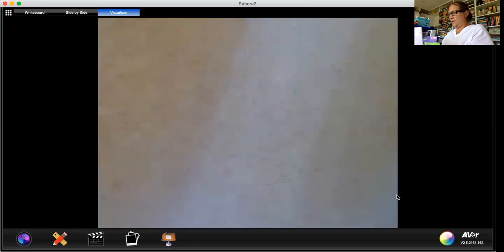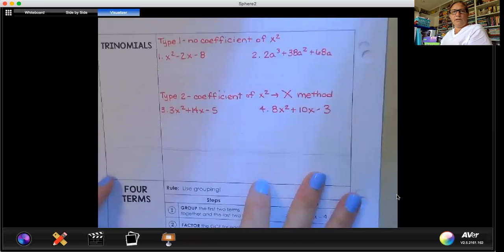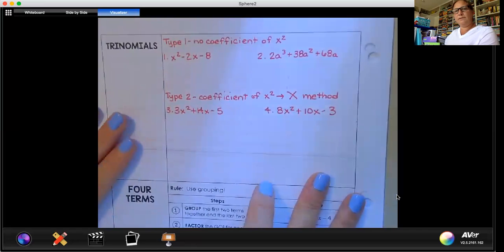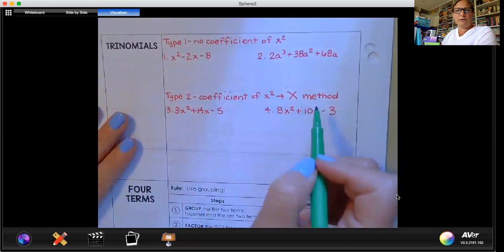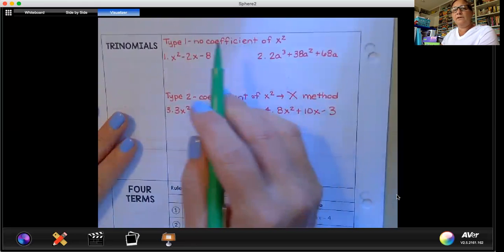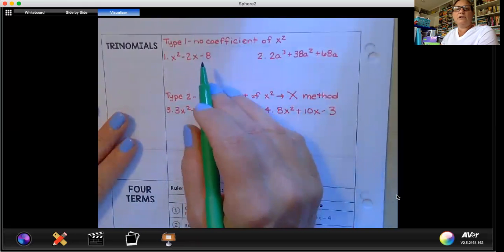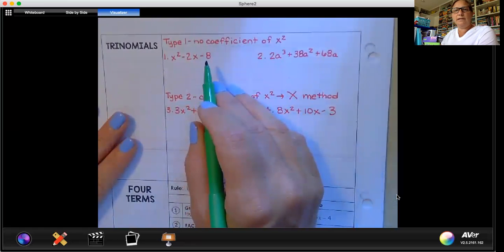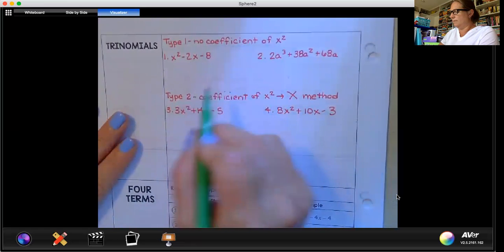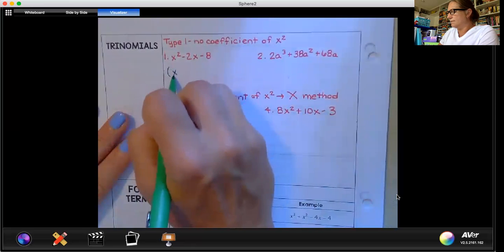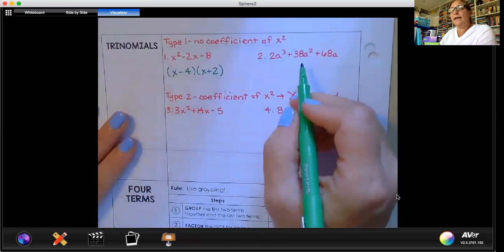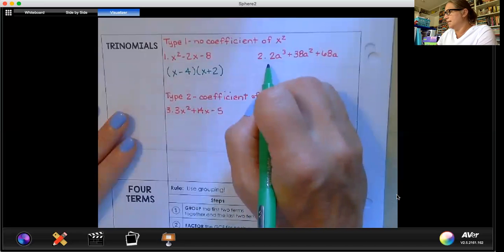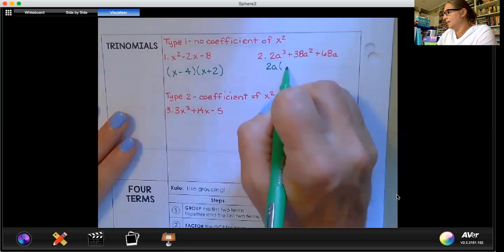Taking a look on the back, I've already filled in a couple things for you there. When you're dealing with trinomials, you have three terms, and there are two types: no coefficient of x squared and coefficient of x squared, where we use the x method. If there's no coefficient of x squared, you just ask yourself what multiplies to give you the last number and combines to give you the middle number. So in this case, x minus 4, x plus 2. In the case of number 2, we have a GCF of 2a. Factor it out.